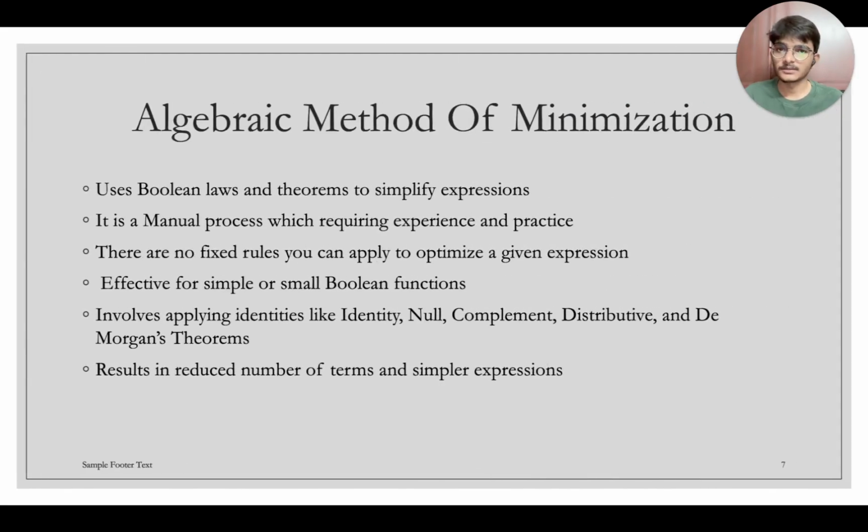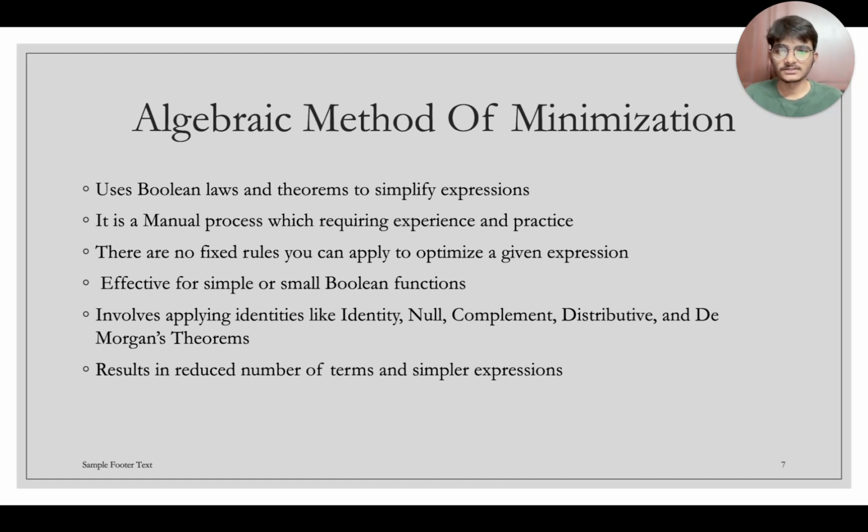We will discuss the algebraic method for minimization. In this method, we use Boolean laws and theorems to simplify expressions. It is a manual process, so we do not have any particular logic that we need to use, but we need some common sense and presence of mind to find the logic and minimize terms in the given functions. There are no fixed rules, and it is very effective for simple or small Boolean functions. When we are given a simple or small Boolean function, we can solve it very quickly and easily. But when the variables in the functions increase, we need to go for other methods such as Karnaugh maps.